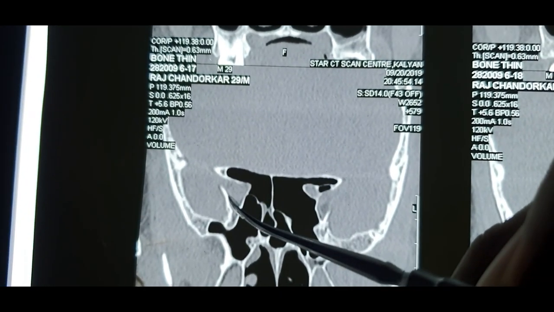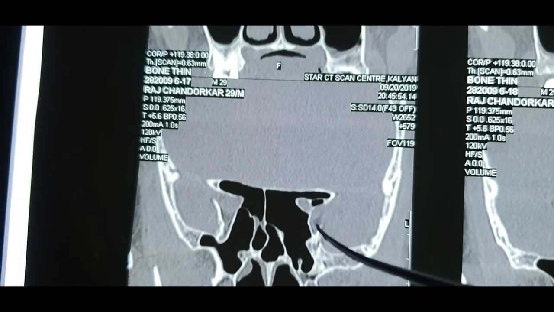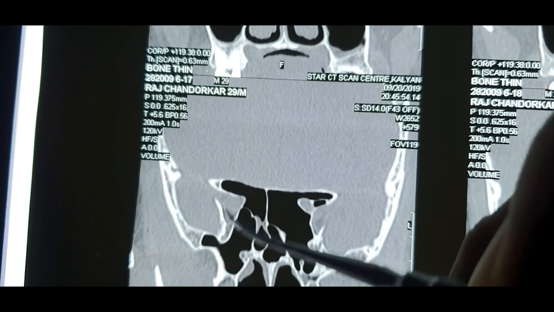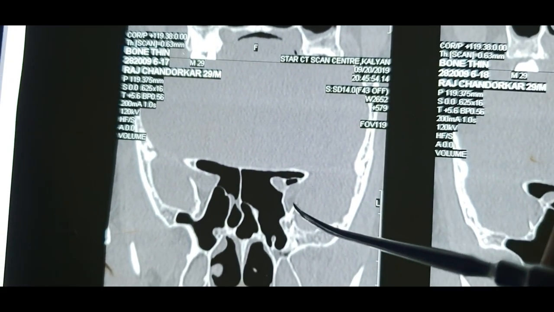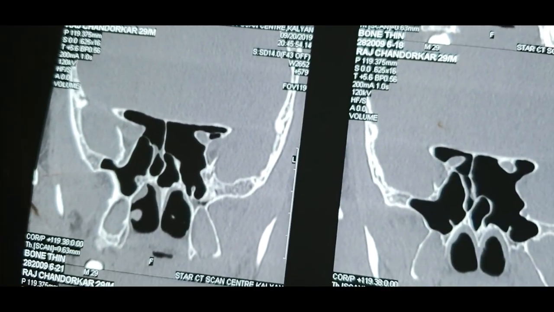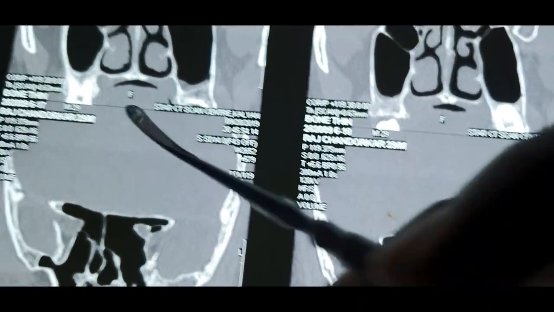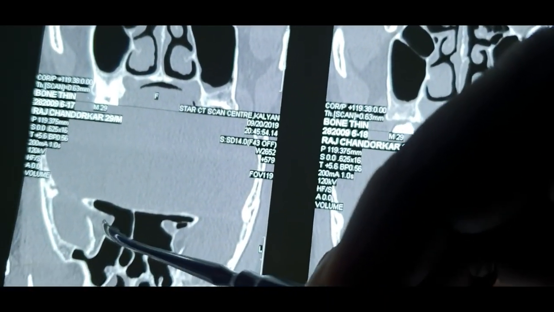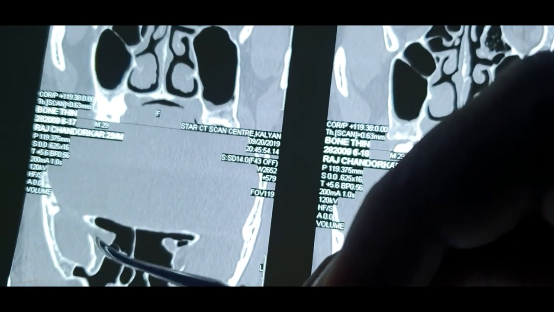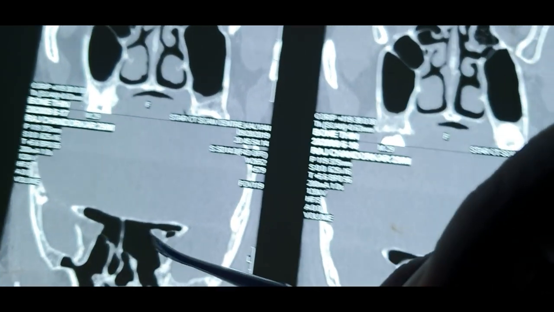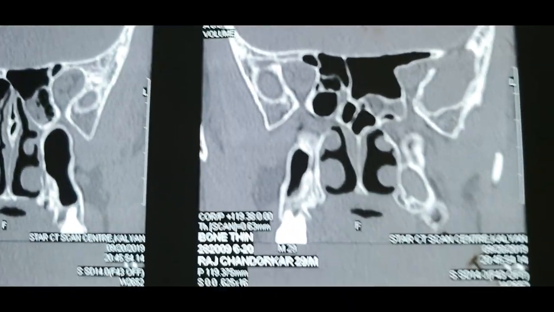Keep on going posteriorly, follow the orbital apex. Where do you end up? This is the cavernous sinus. What is the orbital apex? Behind that is what? Superior orbital fissure. See this opening? This area is the superior orbital fissure.